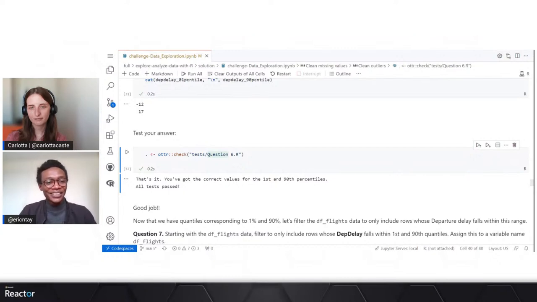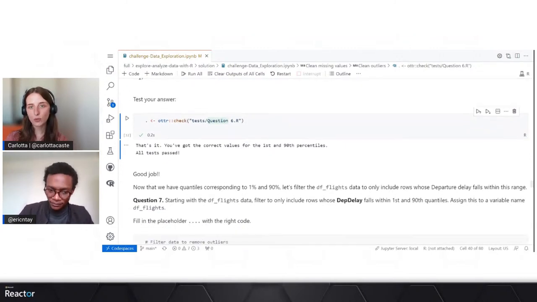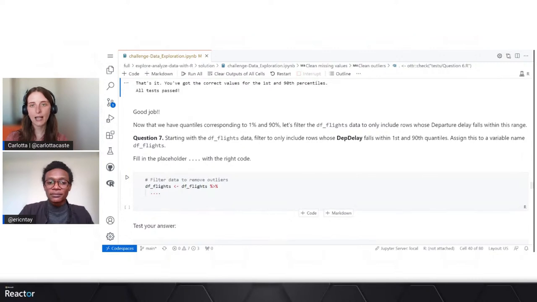So yeah, Carlotta, that's it for me. How are we going next with this after finding these percentile values? Yeah, so as you just said, we got the first step right for dealing with outliers also for the departure delay column. We computed the first and 90th percentile. So what we should do next is trim the data using these values, filtering values lower than the first percentile and values greater than the 90th percentile. This is really what question 7 is asking us to do.